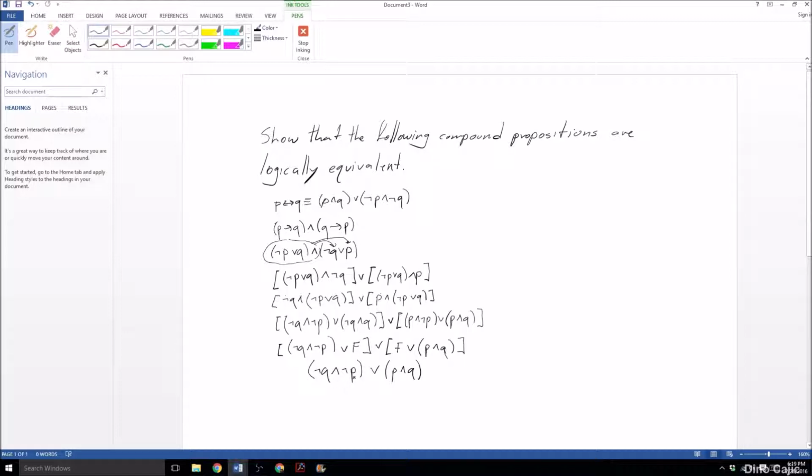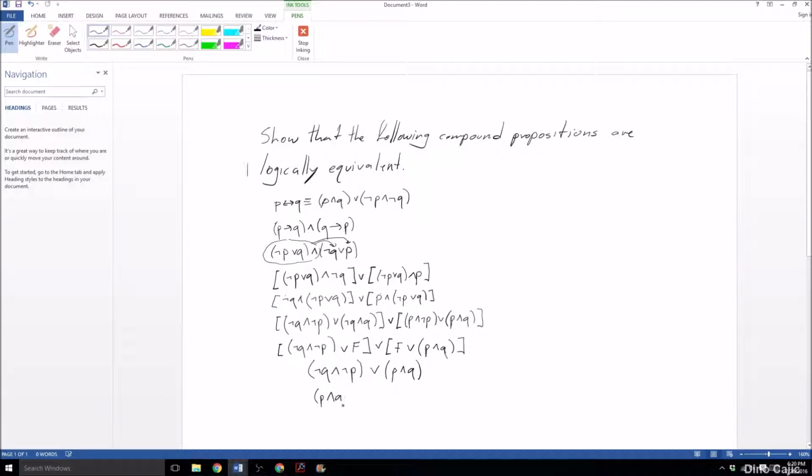As you can see, we got our negation symbols on one side and our non-negation symbols on the other side. So let's rearrange this a little bit and see if we can get it to match this side. This or symbol right here, the disjunction symbol, we can go ahead and swap these around.